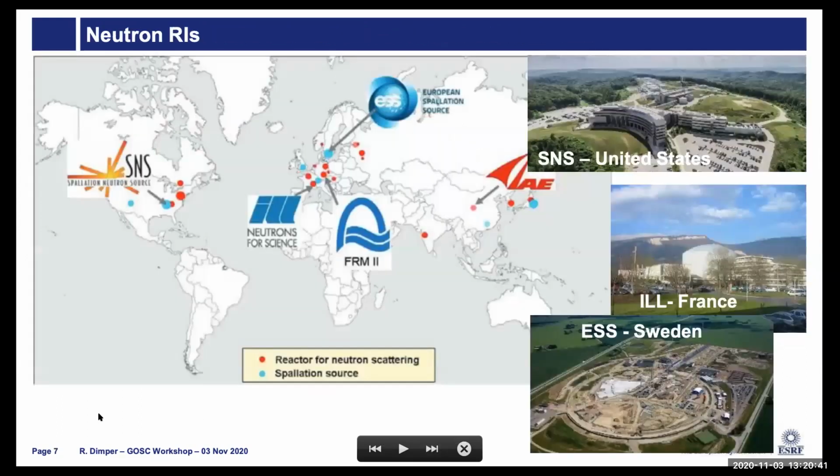Next slide, please. And then you have the neutron facilities with whom we work together. Photons and neutrons are very often considered together. Here you have the five major facilities in the world, but the three pictures: the Spallation Neutron Source in the United States, the ILL reactor here in Grenoble, France, and under construction, the new spallation source in Lund, Sweden. Next slide, please.